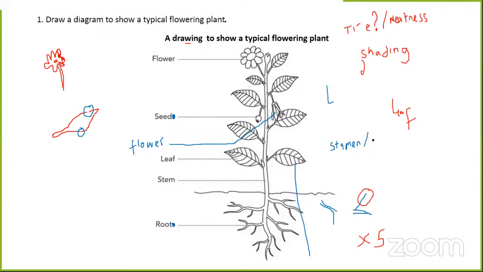If you don't want to call it stamen, you can call it androecium. So you can either call it androecium or you can call it stamen. Okay, that's the male part of the flower. But of course, some flowers have both the male and the female. I'll talk about it when we have reached the flower.